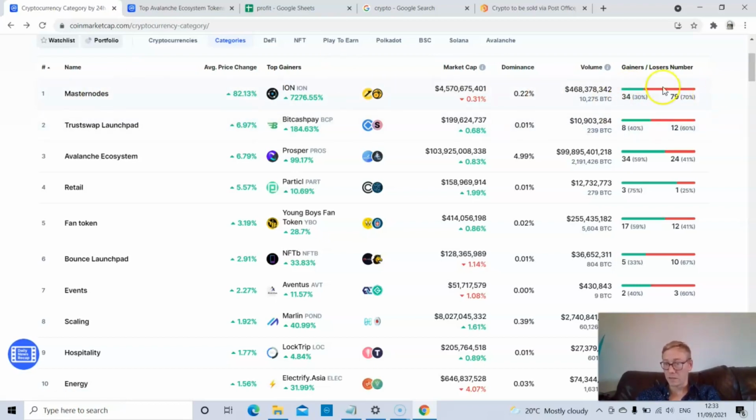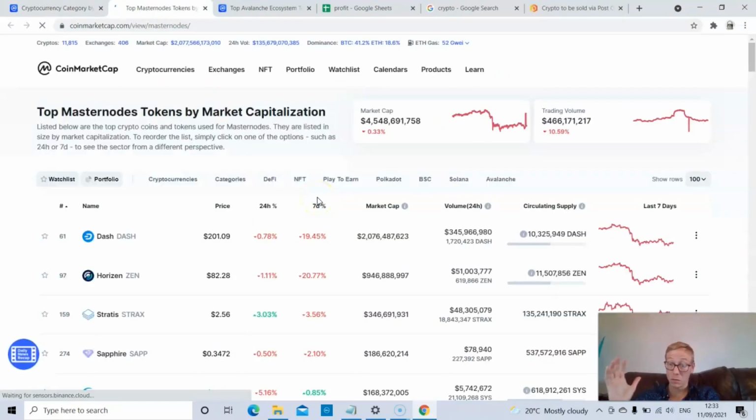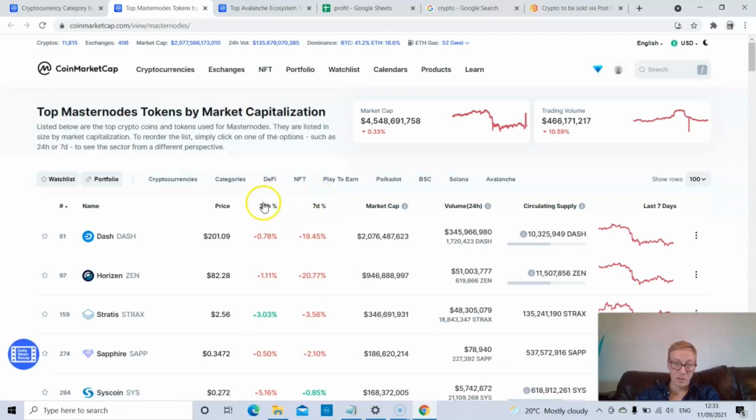There's 34 winners and the rest have lost. The reason that the price is up is because one particular coin has gone up staggering amounts and it's thrown the mark and skewed the average.